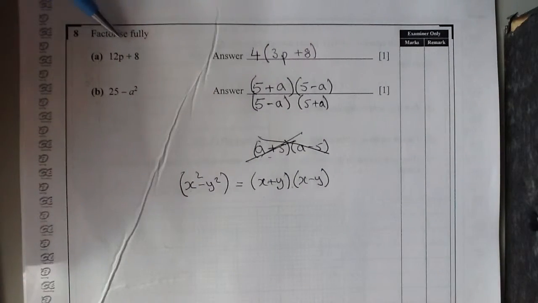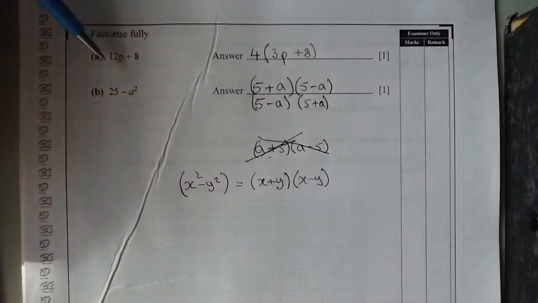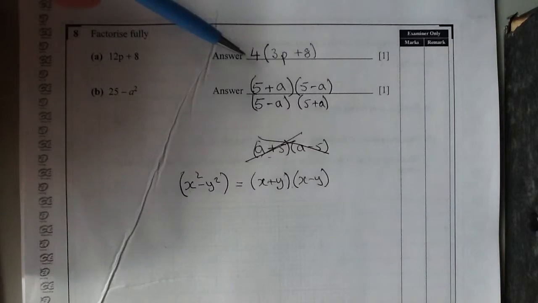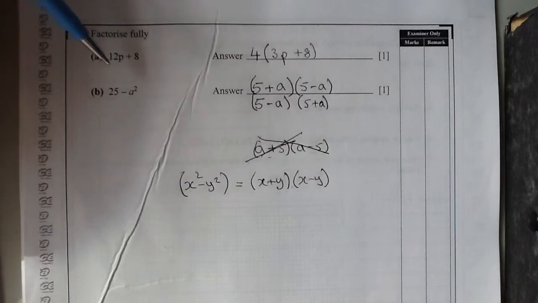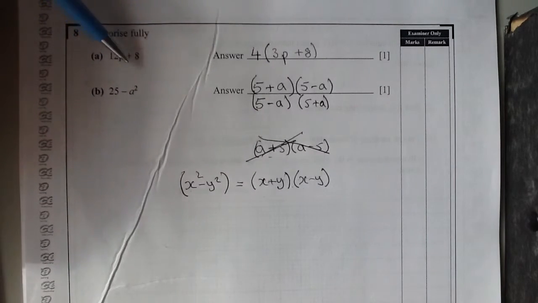So we've been asked to factorise fully 12p plus 8. What we do is we look at each number and we look to find the highest common factor. The highest common factor between 12 and 8 is 4, so that goes outside the bracket. We then check, are there any letters that are in all terms? In this case there's not, so no letter terms come out.